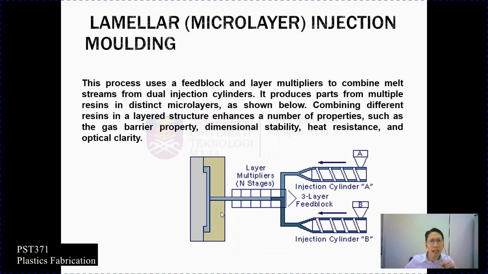Next, we have lamellar micro layer injection molding. This process uses a feed block and layer multiplier to combine melt streams from dual injection cylinders. It produces parts from multiple resins in distinct micro layers, as shown below. Combining different resins in a layered structure enhances a number of properties such as gas barrier properties, dimensional stability, heat resistance, and optical clarity. Okay, for lamellar injection molding, they have two units of injection.